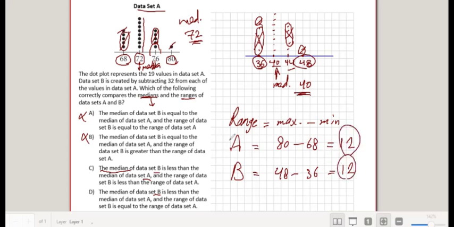So we can say that the range of dataset B is equal to the range of dataset A, which is mentioned in letter D. Because C here says the range of dataset B is less than that of dataset A, which is incorrect. So the correct answer is letter D. The median of dataset B is less than the median of dataset A, and the range of dataset B is equal to that of dataset A. So here letter D is the correct answer for showing the median and the range.